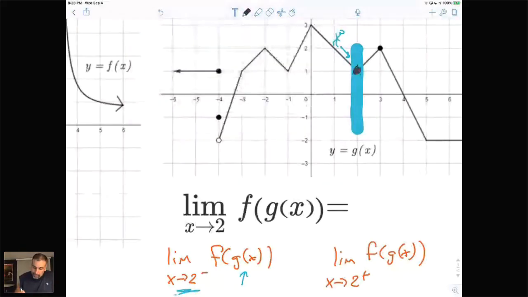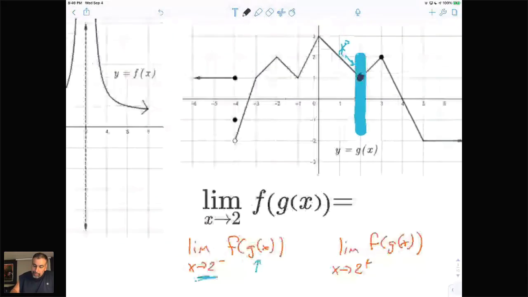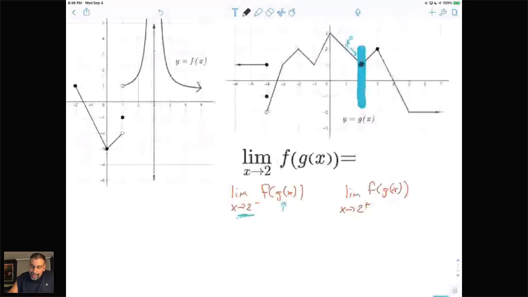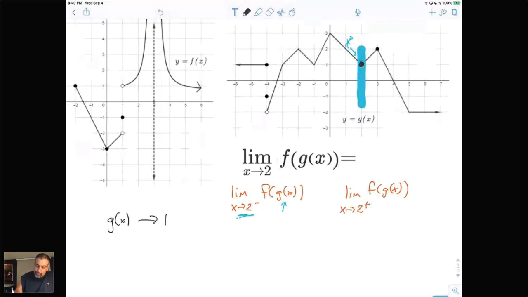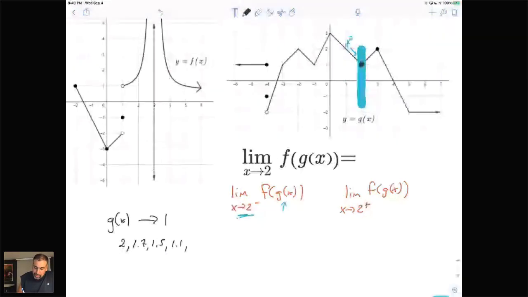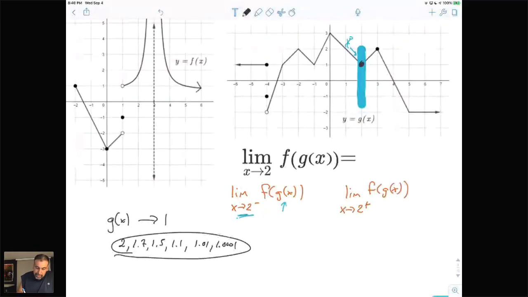So what's happening is as we approach 2 from the left, g of x is approaching 1. But I want you to think about this the following way. Let's collect data. How is g of x approaching 1? Well, g of x is approaching 1 by coming from numbers higher than 1. Right now, he's at the y value 2. Then he's going to go 1.7, then 1.5, then 1.1, and eventually 1.01 and 1.0001. When we look at this data, that leads us to g of x approaching 1.